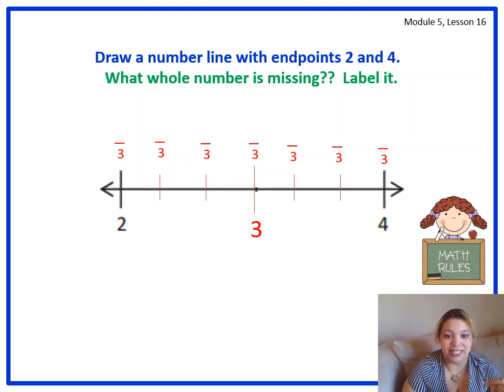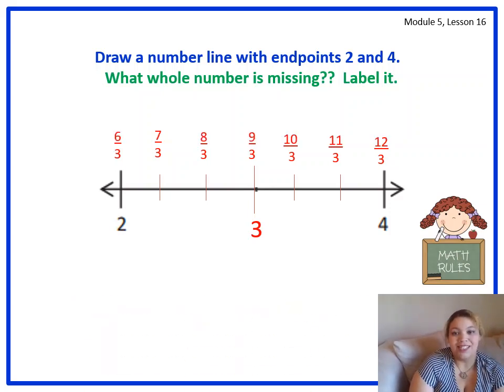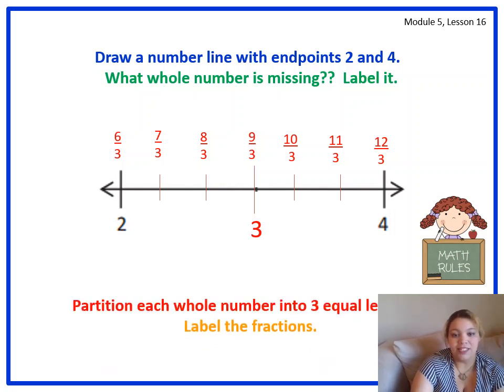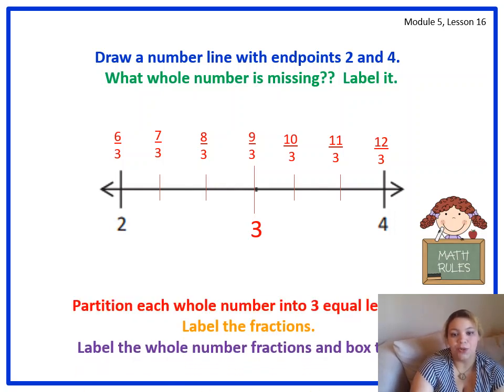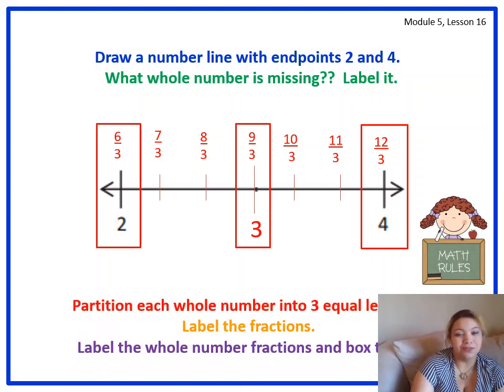Now we can start counting: 6/3, 7/3, 8/3, 9/3 at 3 wholes, 10/3, 11/3, and then at 4 wholes it would be 12/3, just like so. All right, so now that we've done that, the last instruction tells us that it wants us to label the whole fractions and box them in. So 6/3 is equivalent to 2. 9/3 is equivalent to 3, and 12/3 is equivalent to 4.